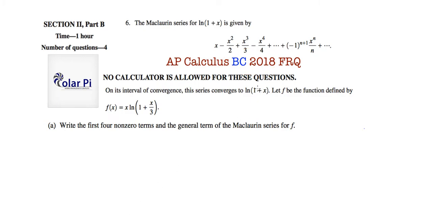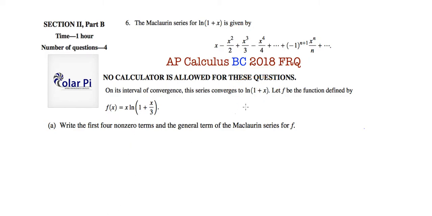So problem 6 of the 2018 BC FRQ. To start, we're given the Maclaurin series for ln of 1 plus x, and that Maclaurin series is right here. Now, I have many videos on Maclaurin series, and one of those videos shows you how to go from this to this. So check out those videos.